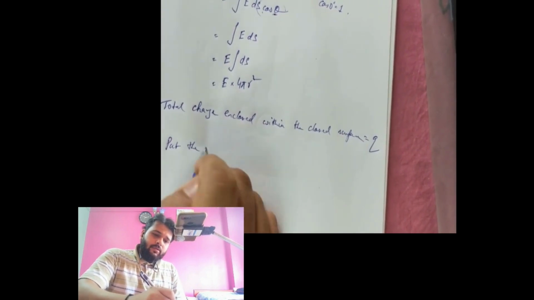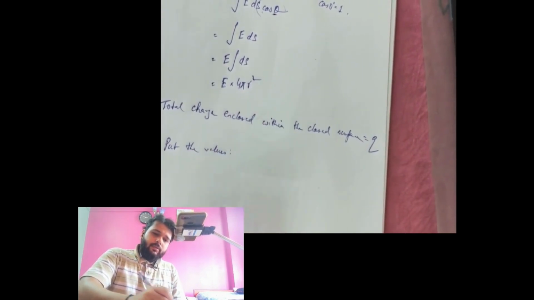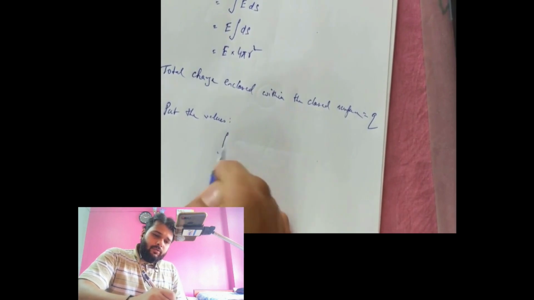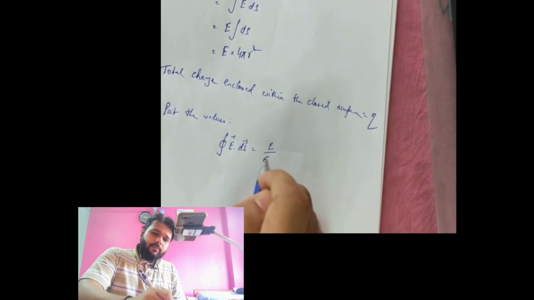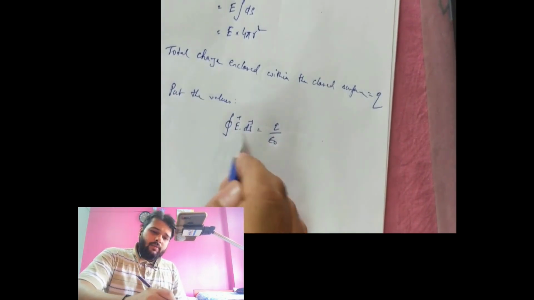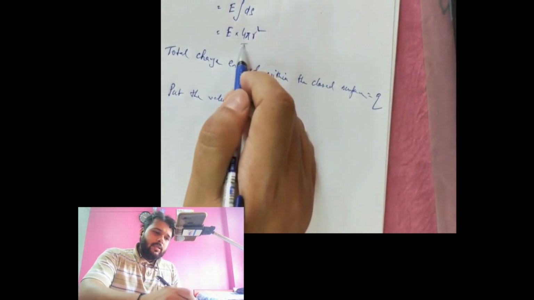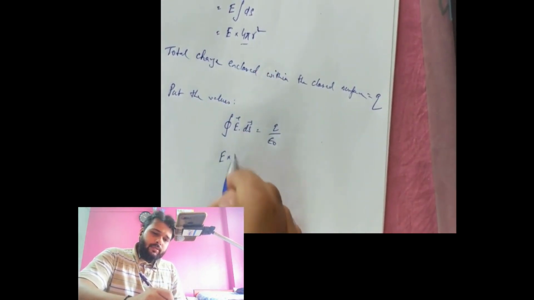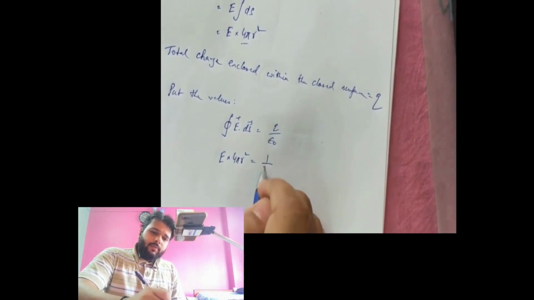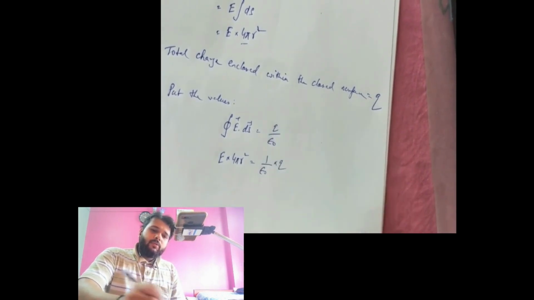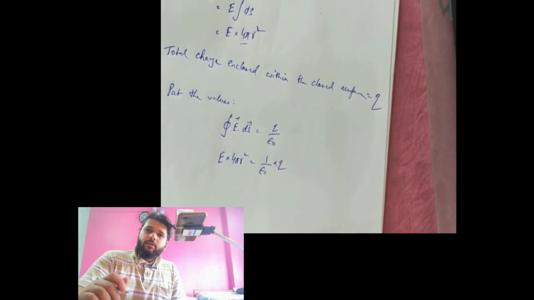So put the values. So I'm going to put these values into the Gauss's theorem. So E dot ds is equal to q by epsilon naught. This was Gauss's theorem, and we have calculated the value E dot ds in the second step, that is E into 4 pi r square, equals q by epsilon naught. So 1 by epsilon naught, and q is what? The total charge is q itself.